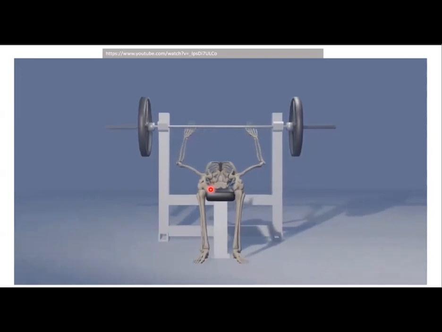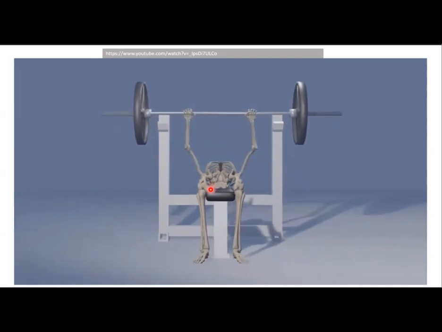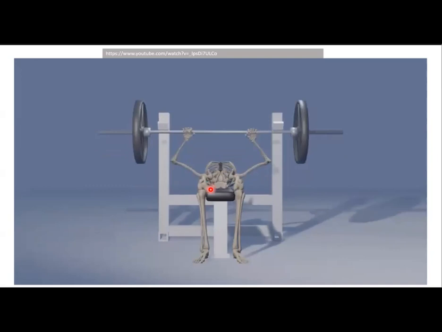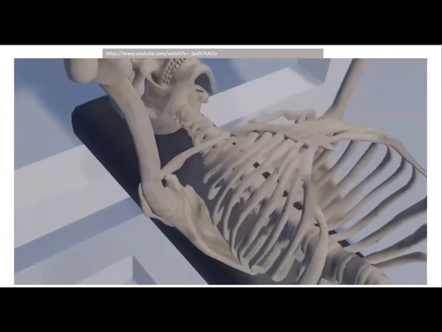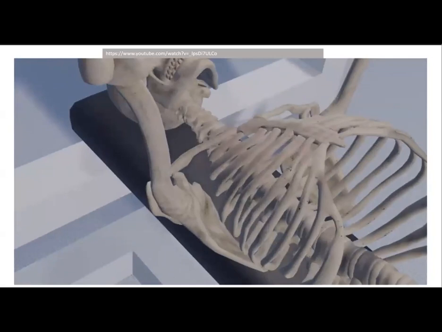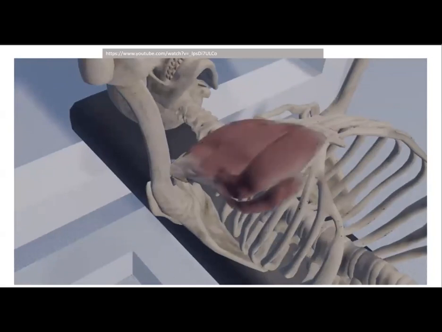Let's look at a common exercise, the bench press, and identify the roles of different muscles involved. The primary muscle providing the force behind the movement is known as the agonist.